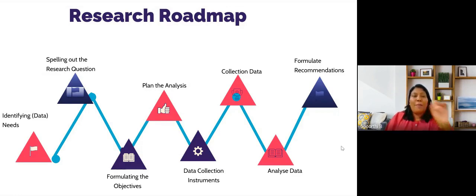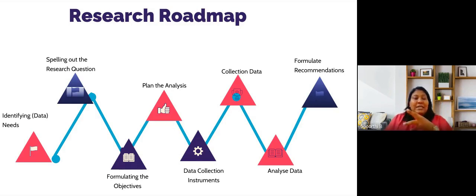Okay. So to go back to the slide, the research roadmap: first we need to identify the need for finding out the data, and then specifically spell out our research question. I'm sure that will be covered in the next sessions. Then we formulate the objectives. Then we plan the analysis. Basically, we have a research design in mind. We think about the tools for data collection and the analysis as well, as to how we wish to conduct the analysis. We go ahead and collect the data. Then once we collect the data, we analyze it, we formulate recommendations, and we share them with the stakeholders. This is usually the roadmap.